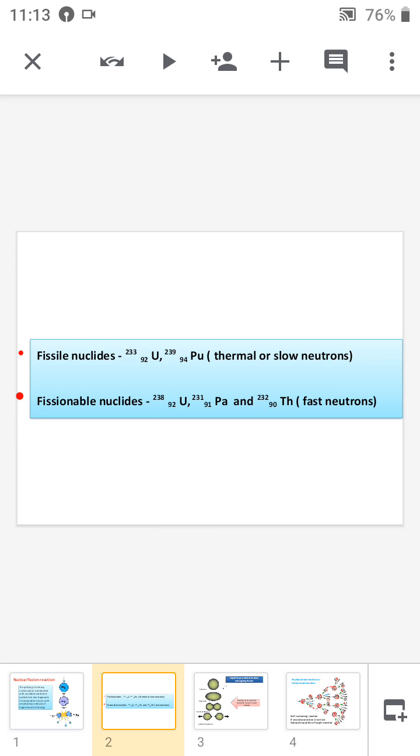There are some nuclei which are known as fissile nuclei. Examples are uranium 233 and plutonium 239. For these nuclei, we use thermal or slow neutrons for the bombardment. So these nuclei are known as fissile nuclei, whereas for uranium 238, protactinium 231 and thorium 232, we use fast neutrons for the bombardment. That's why these nuclides are known as fissionable nuclides.